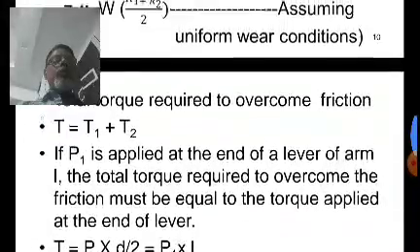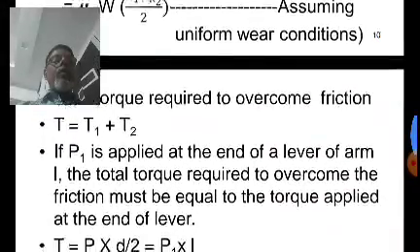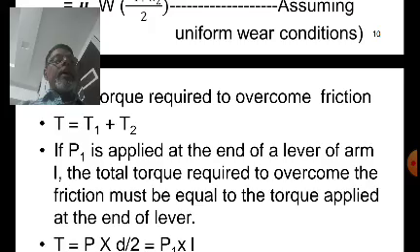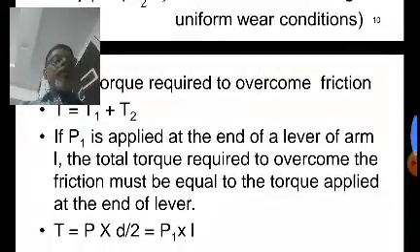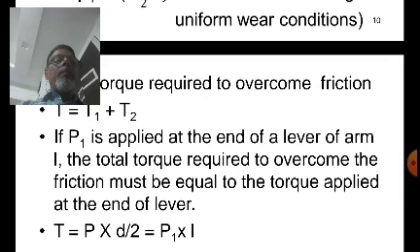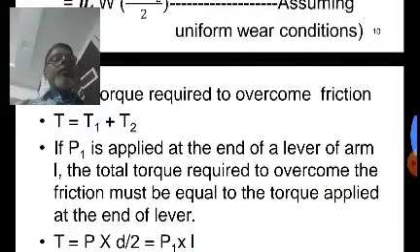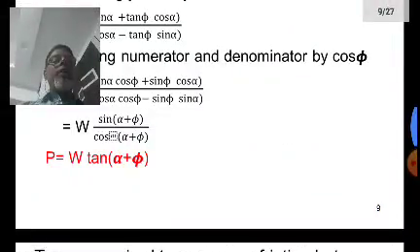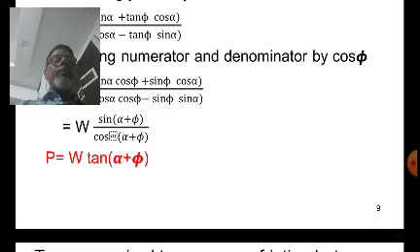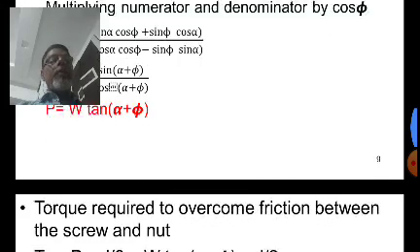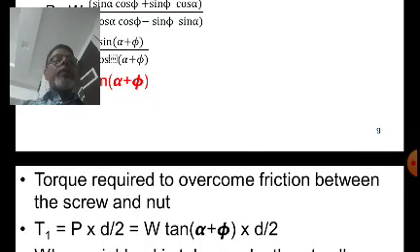So this total torque, now if P1 is applied at the end of the lever of arm L, the total torque required to overcome the friction must be equal to the torque applied at the end of the lever. So P into d by 2 is equal to P1 into L. Now this equation, P equal to W into tan (alpha plus phi), we got when we are lifting the load.